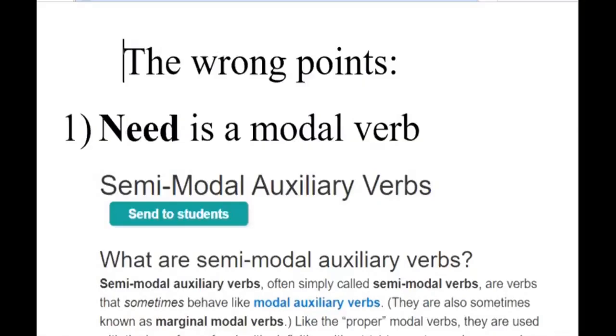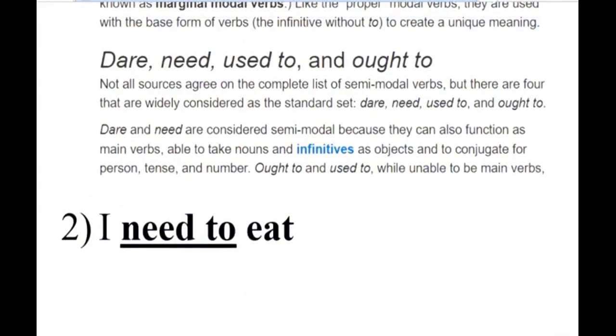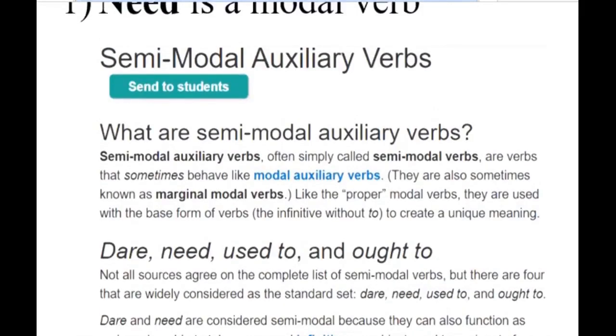So guys, let's have a closer look at the points which Dave makes. The first point he makes is that need is a modal verb in this sentence. I need to eat. In his opinion, the verb need in this sentence is modal. And it's absolutely not so. It's absolutely false. I agree that the verb need can be modal, but it can also be a main verb, a lexical verb. That is why it has a specific name, which is a semi-modal verb.